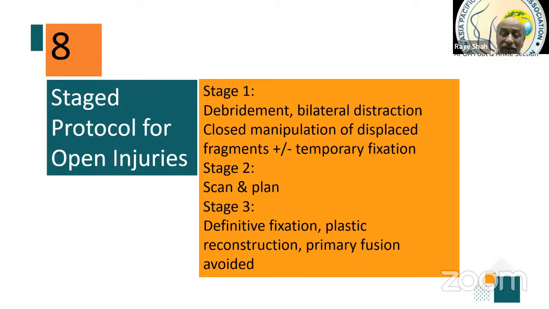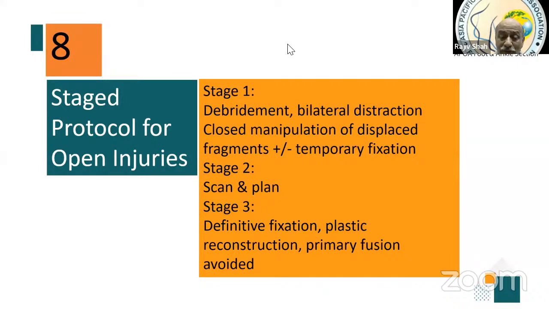Stage protocol is also followed for open injuries. In an open injury, in stage one, you go in for debridement, bilateral distraction, closed manipulation of displaced fragments, plus or minus temporary fixation with K-wires. In stage two, you go for scanning and planning. And in stage three, you go for definitive fixation together with plastic reconstruction and try to avoid primary fusion. This is the message I already gave earlier, that in midfoot injuries, you have to go in for preservation of the joint as far as possible and not go for primary fusion.